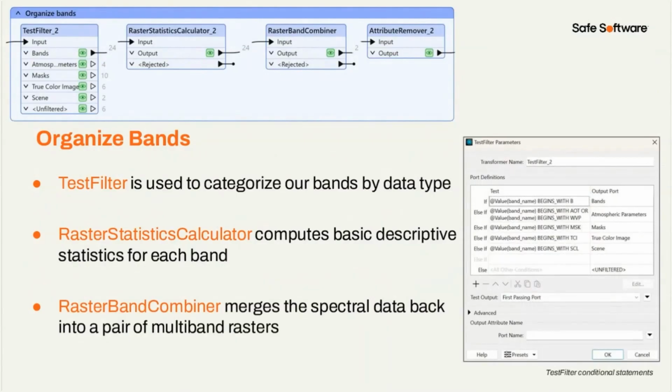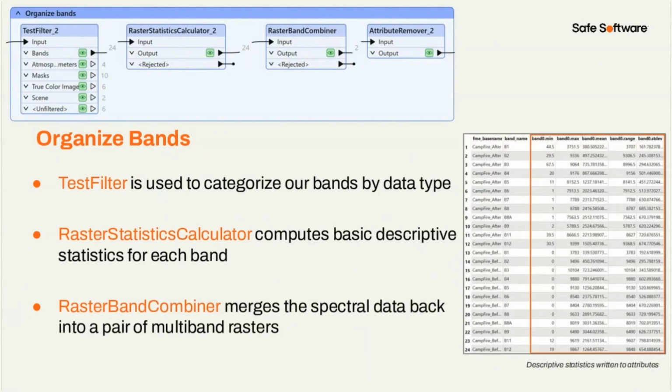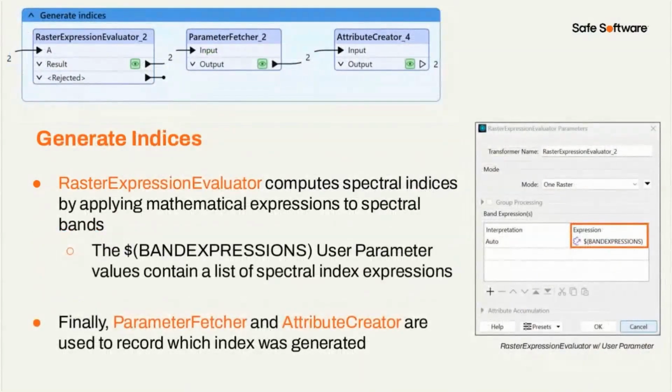We'll use Test Filter to organize the bands by data type using conditional statements, which you can see on the right. And finally, we're going to use the raster statistics calculator to compute descriptive statistics for each band. And then we're going to use raster band combiner to reconstitute our 2 sets of spectral band data as a pair of multispectral rasters. And finally, we're going to generate our indices using the raster expression evaluator.